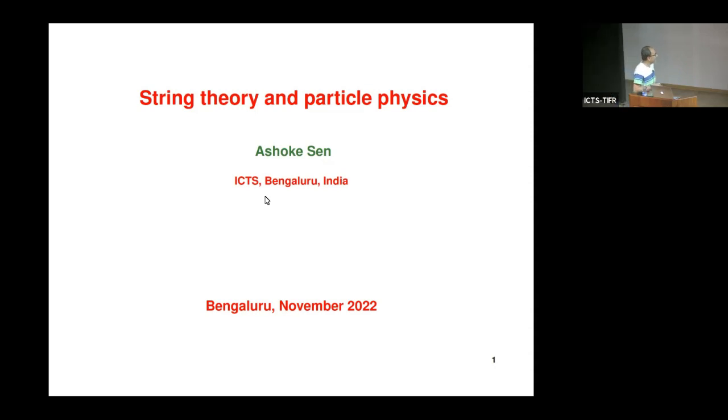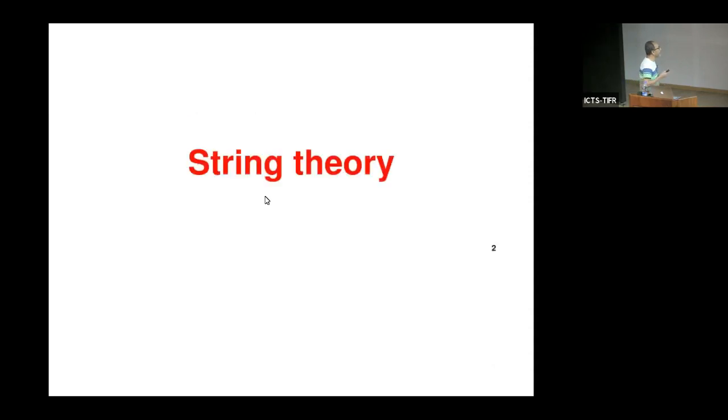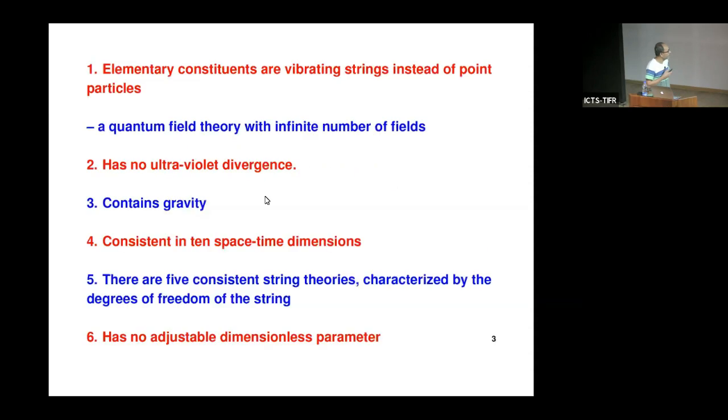So this is the title of the talk, String Theory and Particle Physics. So let me begin by giving a very broad overview of string theory, a one-slide summary of what string theory is about, or what are its characteristics that will be useful for us. So the first characteristic is that in string theory, the elementary constituents are vibrating strings instead of point particles.